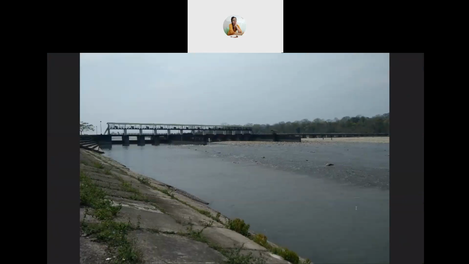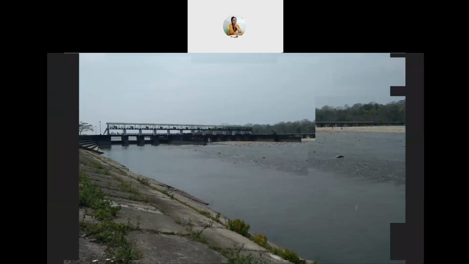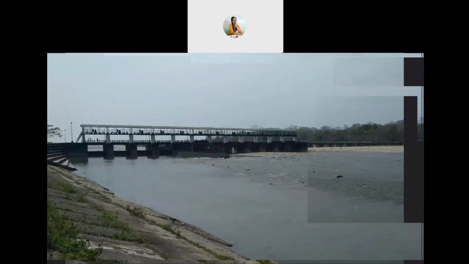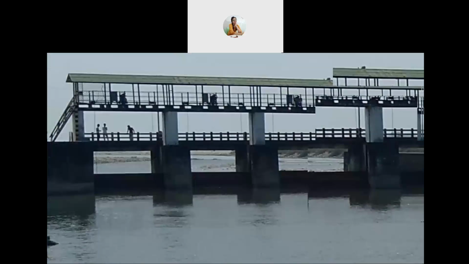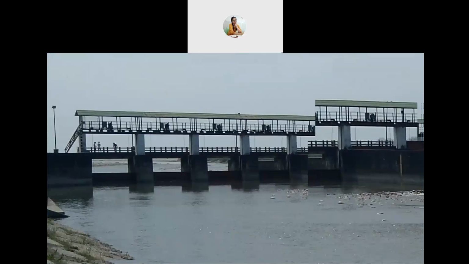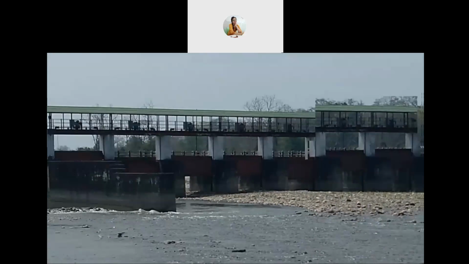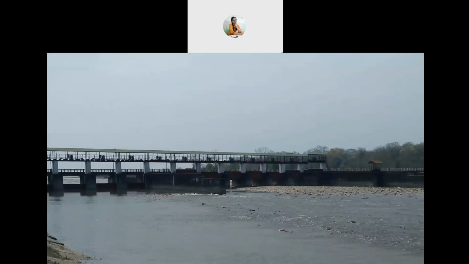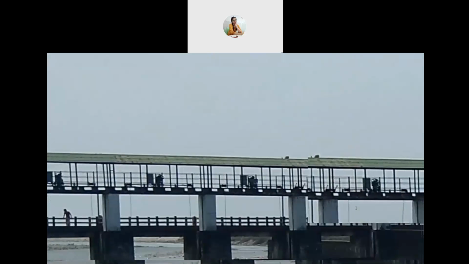You see the slope of the guide bank is protected with concrete blocks, and these are the undersluice gates. These gates are closed so that some amount of water is stored in this location. Here some other gates are open. You see these gates are raised so that water can flow through them. Up above you can see machines or motors which are connected to these gates by cables.